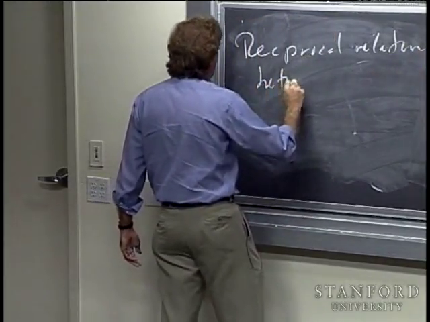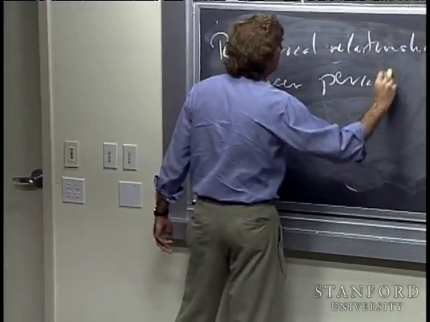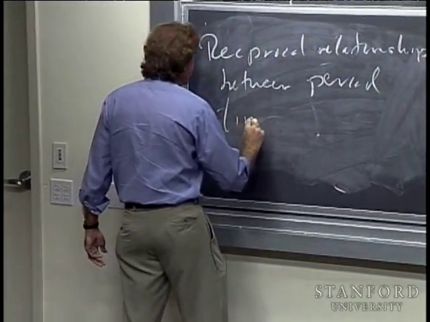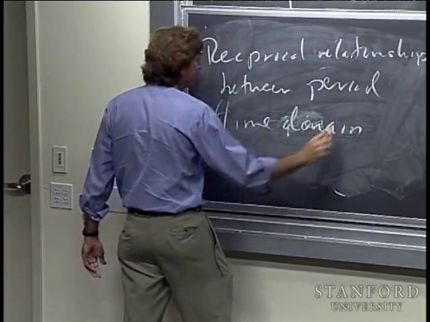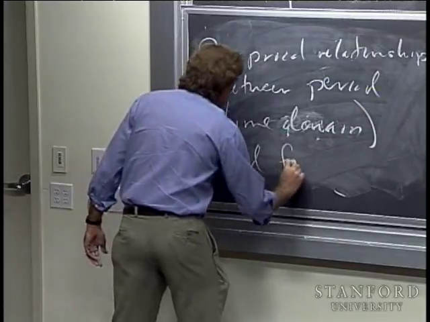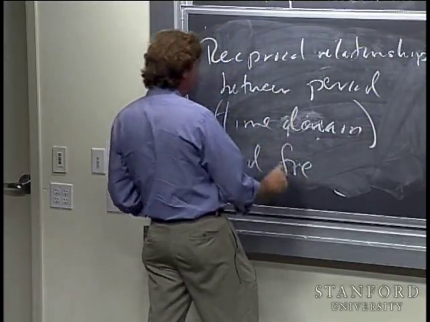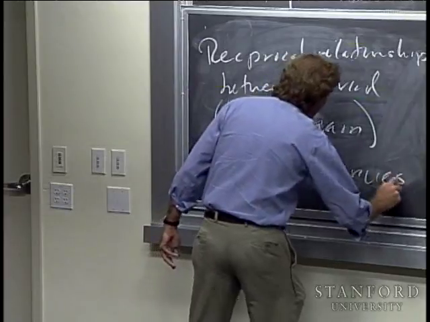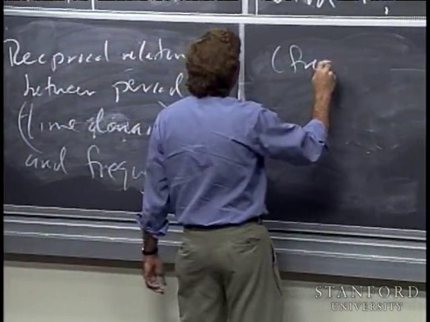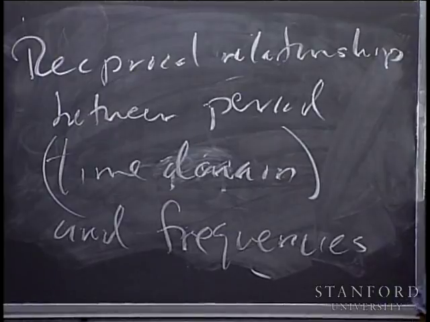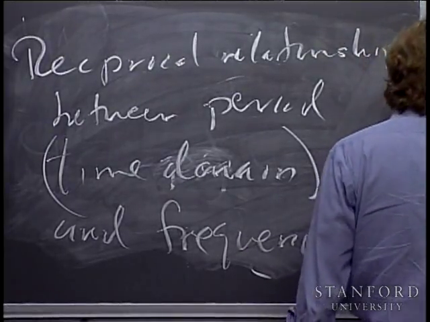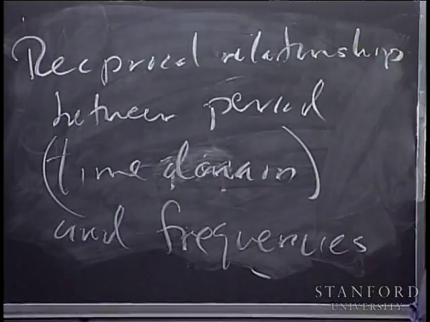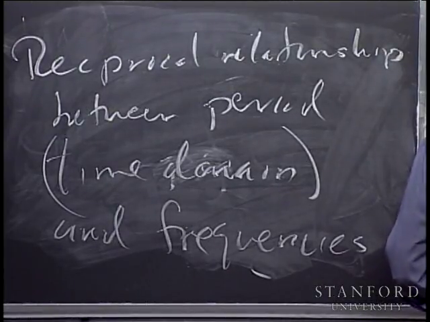Between the period, that's what's happening to the function in time, what's sometimes referred to as the time domain of the function, and the frequencies, or viewing the function in the frequency domain, viewing it in terms of its constituent parts. The reciprocal relation: period T means the spacing of the frequencies is 1 over T. Frequencies spaced 1 over T apart.